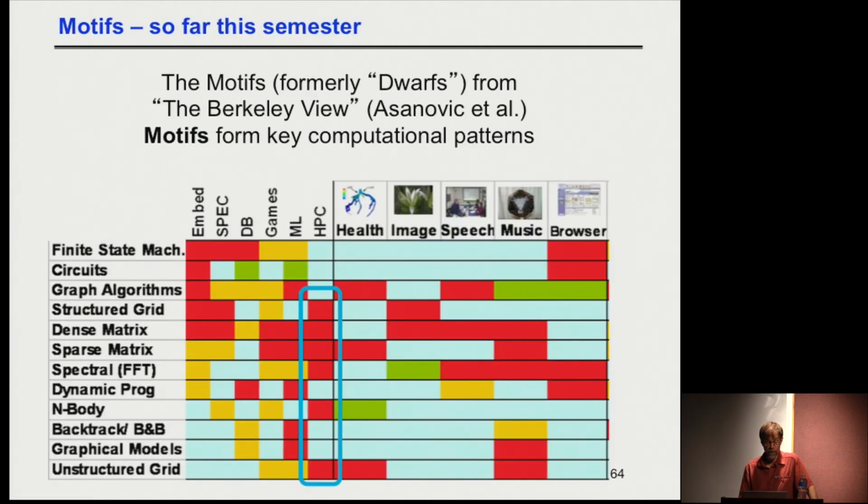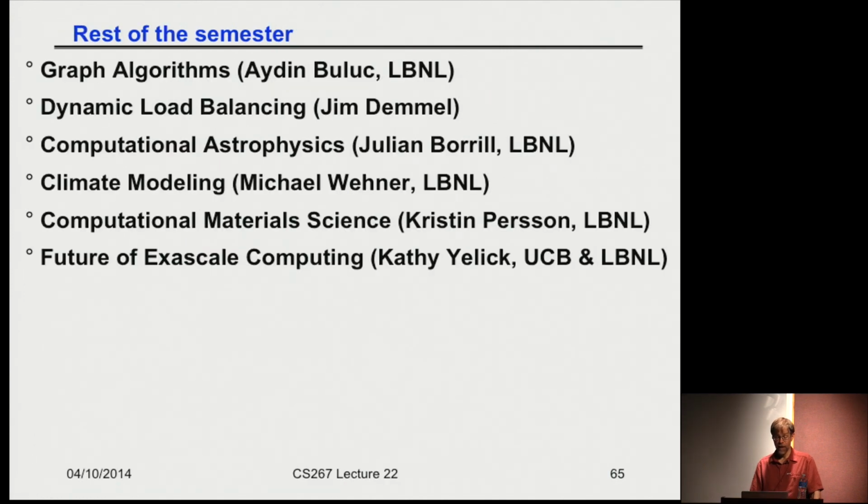So at this point, we have finished pretty much all of those motifs. And we're still going to have a lecture on graph algorithms. That will come soon. But I just want to give you an outline of the rest of the semester, since we're running out of time. So the next lecture is going to be on parallel graph algorithms. That's going to be a guest lecture by Aiden Bullish, who has released his own widely used parallel graph algorithm package. He's a staff scientist at Lawrence Berkeley Labs.